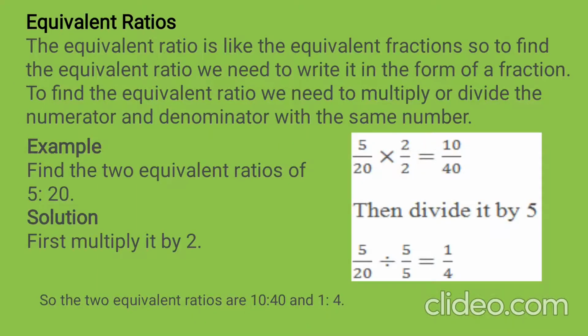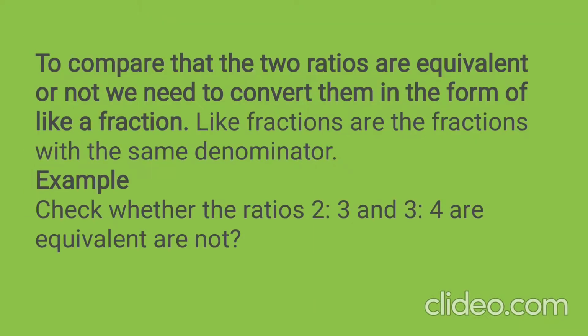Equivalent ratios. The equivalent ratio is the equivalent fraction, so to find the equivalent ratio we need to write it in the form of a fraction. To find the equivalent ratio we need to multiply or divide the numerator and denominator with the same number. To compare whether two ratios are equivalent or not, we need to convert them into like fractions. Like fractions are the fractions with the same denominator.